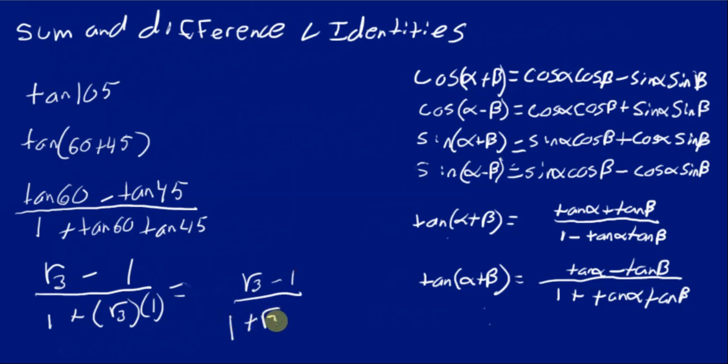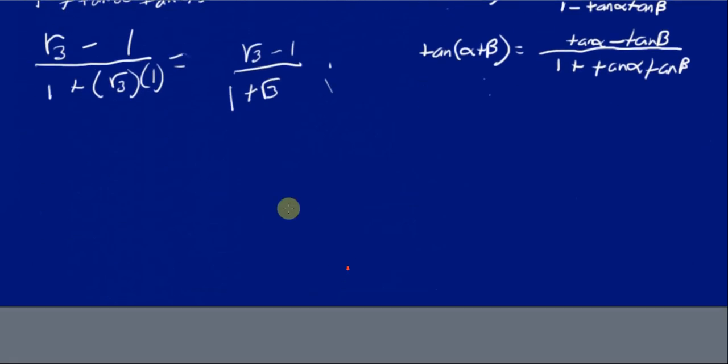Now, we cannot leave our answer like that because it's got a radical in the denominator. So what we're going to do is simplify this denominator by multiplying by the conjugate, which is going to be 1 plus the square root of 3 over 1 plus the square root of 3. Did I say plus? How about minus?